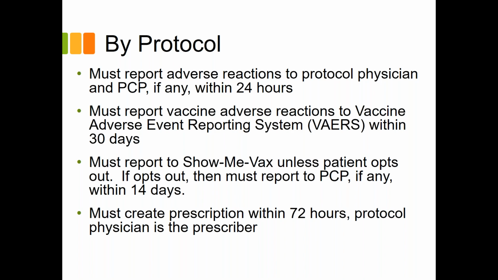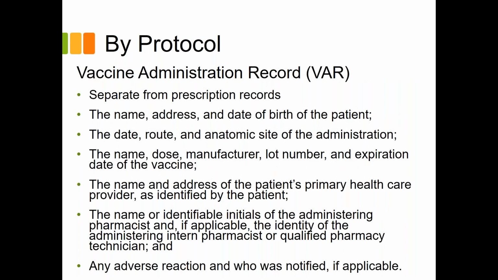And then you must create a prescription for any vaccine that you give, and do that within 72 hours. And again, the protocol physician would be the prescriber on that one. You're required to have a vaccine administration record, or a VAR. This is separate from the prescription that you create. And this record requires you to have the information listed here on there. I'm not going to go through all of it, but it's pretty general information that you gather from either the patient, or once you give the vaccine, information about what vaccine you gave.